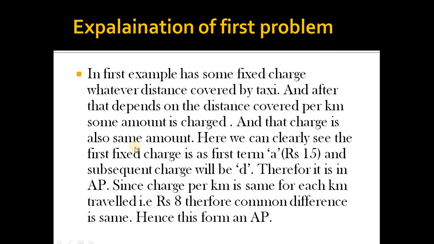So we can see here the first fixed charge is the first term, because in the first term we don't have to add or subtract something, as according to our definition of arithmetic progression. And the subsequent charge that will change after each kilometer will be d, that is rupees 8. So therefore it is an AP, because the per kilometer charge is the same for each kilometer, and that makes the common difference the same. So we know that if in a sequence the common difference is the same, then it forms an AP. So in the first example, first problem, it is an AP.